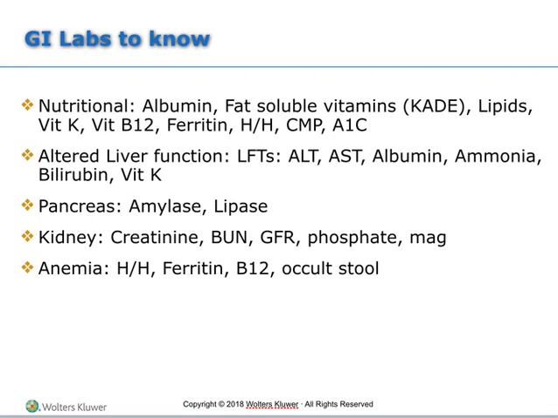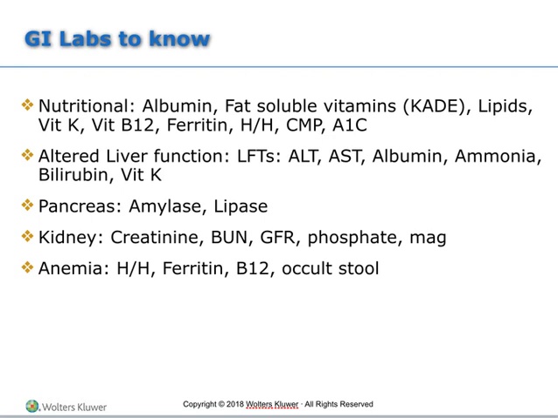And then with anemia, we're going to look at a hemoglobin and hematocrit, a ferritin for iron, B12 for pernicious anemia, and we could look at an occult stool to see if there's any hidden blood in their stool.